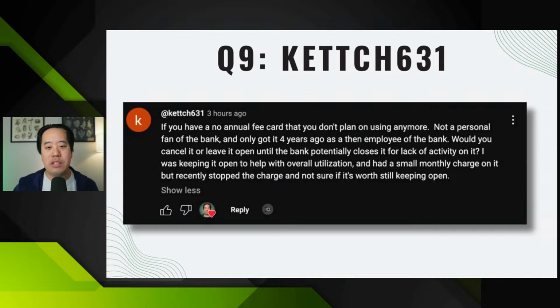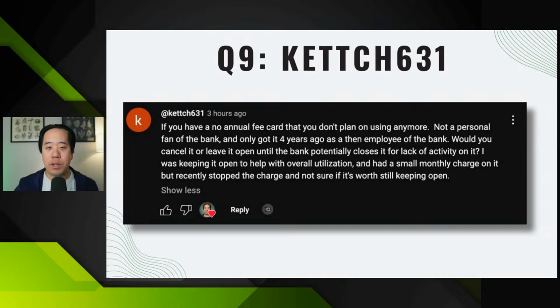This next one is from Catch631. If you have a no annual fee card that you don't plan on using anymore, not a personal fan of the bank, and only got it 4 years ago as a then employee of the bank, would you cancel it or leave it open until the bank potentially closed it for lack of activity? I was keeping it open to help with overall utilization and had a small monthly charge on it, but recently stopped the charge and not sure if it's worth keeping open.